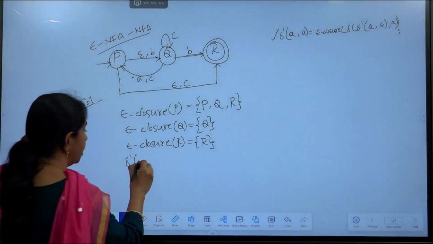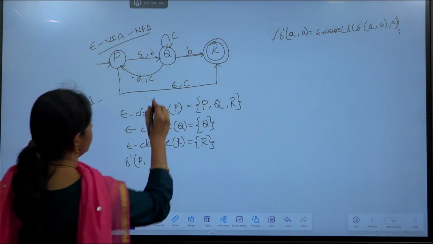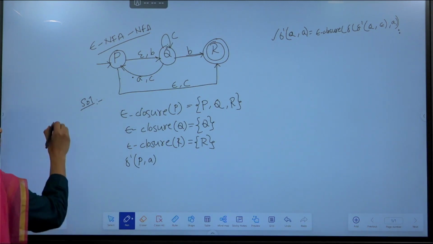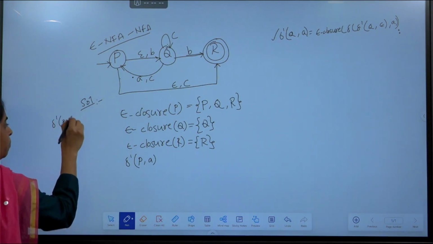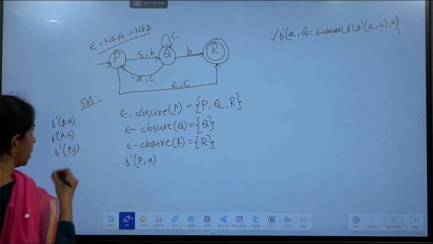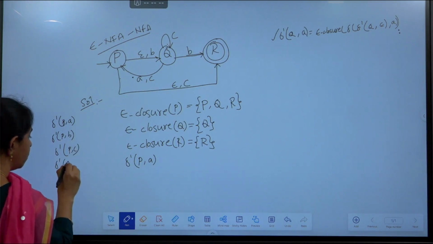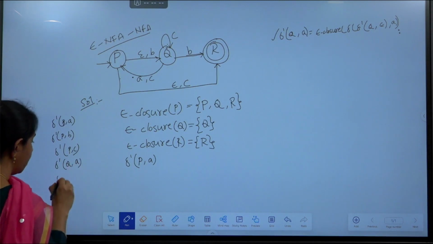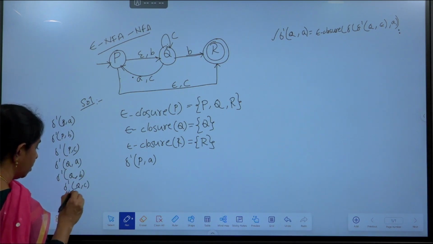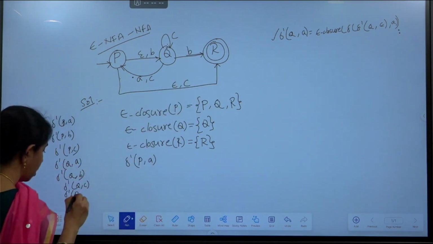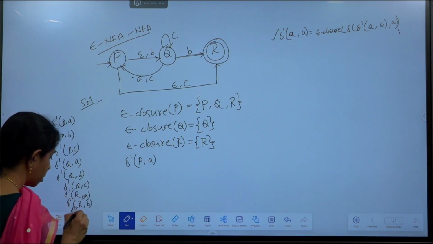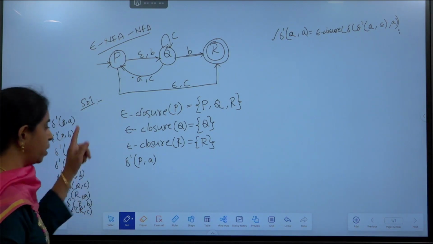So we will perform delta dash of P comma. We have the alphabets A, B, C. So we do delta dash of P comma A, delta dash of P comma B, and delta dash of P comma C. Same for the state Q: Q comma A, Q comma B, Q comma C. And we have one more state, capital R: R comma A, R comma B, and R comma C. We have to find all these transitions.